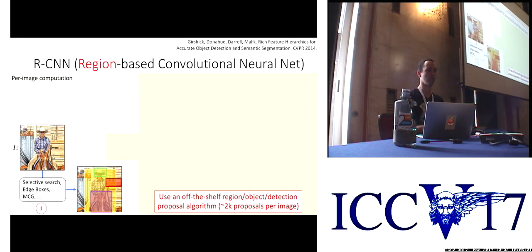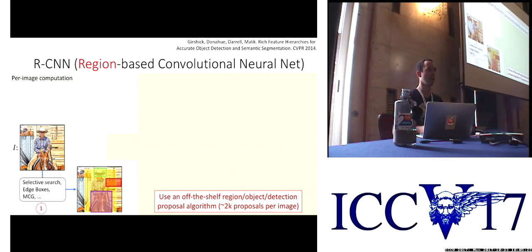So let's start with an overview of RCNN, which stands for Region-Based Convolutional Neural Network. This is an object detection system that, roughly speaking, divides computation into two parts. There's a per image computation that's done once on the whole image. And then, as you'll see in a moment, there's a per region computation. So let's start with the per image part.